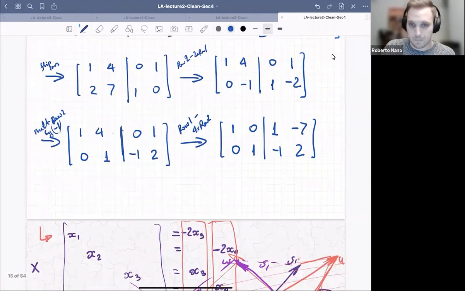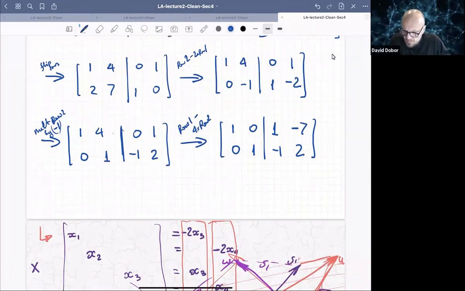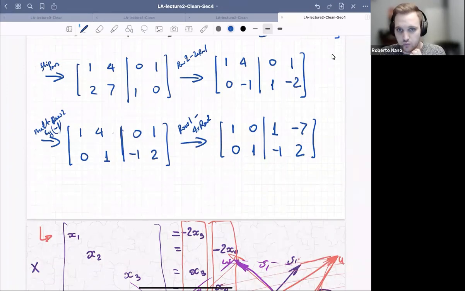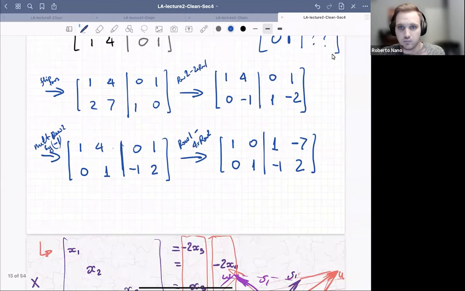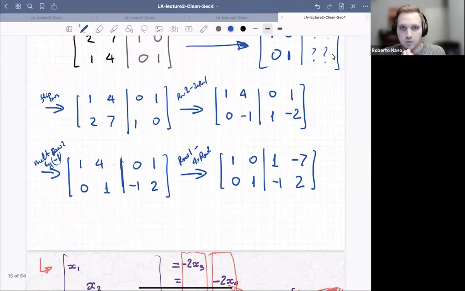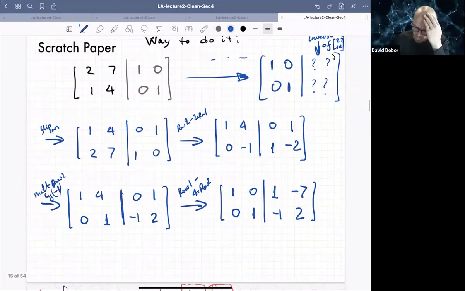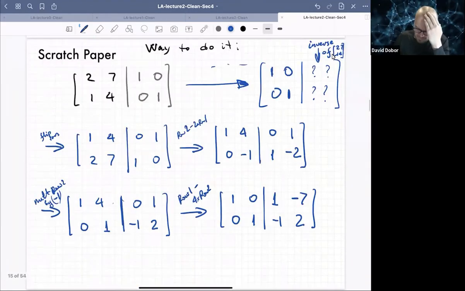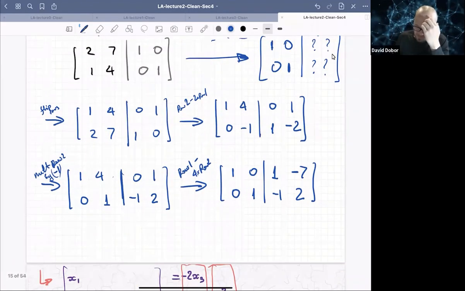Professor, when you subtract 4 times row 2 from row 1, the first element in the second matrix shouldn't be 1, but 4. Yeah, it's minus 4 times minus 1, so I should get that 4. So when you subtract 4 times this row, row 2, you get a 4. Exactly. Now we're consistent with that.